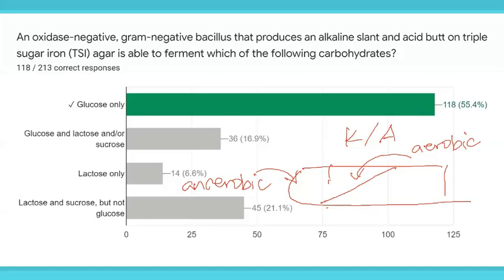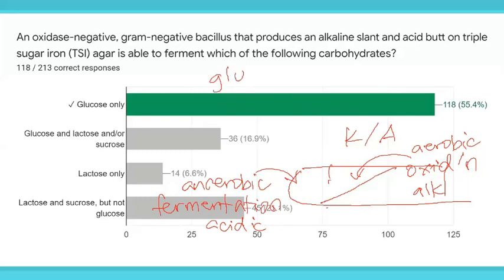Now, because of these two different conditions, they also have two different reactions. In your anaerobic chamber or your butt, what happens is fermentation. Whereas here in the aerobic slant, it is more of oxidation. Okay? And since you have two different reactions, you also have two different products. Here in the slant, you produce alkaline products. Whereas in the butt, you produce acidic products from fermentation. Now, in the TSI, the three sugars present are glucose, lactose, and sucrose.